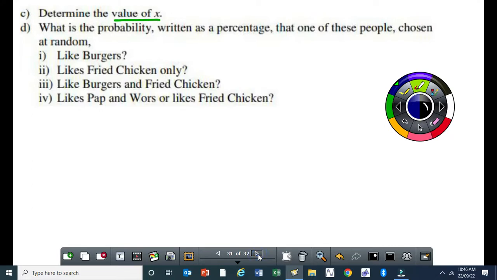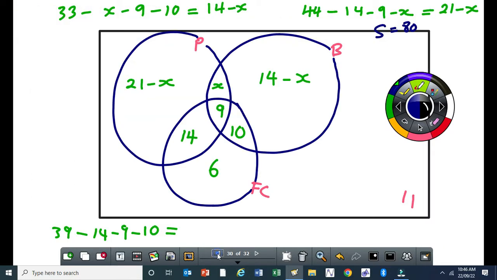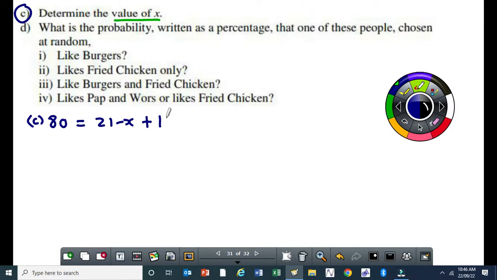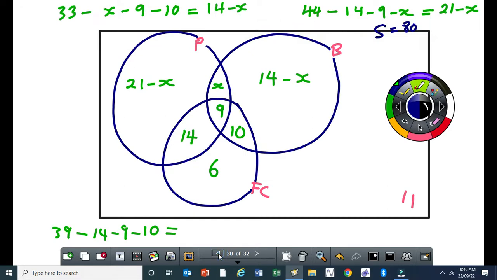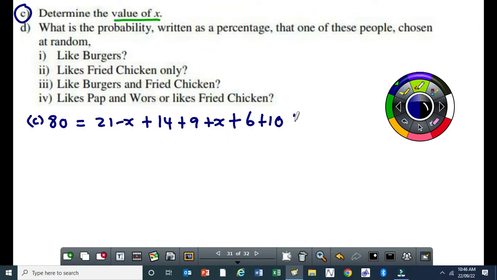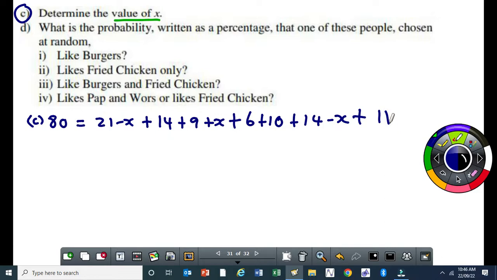So I'm going to say 80, remember I'm doing C now, 80 will be equal to 21 minus x plus 14 plus 9 plus x plus 6 plus 10 plus 14 minus x plus 11. Okay? Now, when you are doing the calculation here, you can't get a negative answer. There's no way that you can get a negative answer. The answer for x has to be a positive answer.